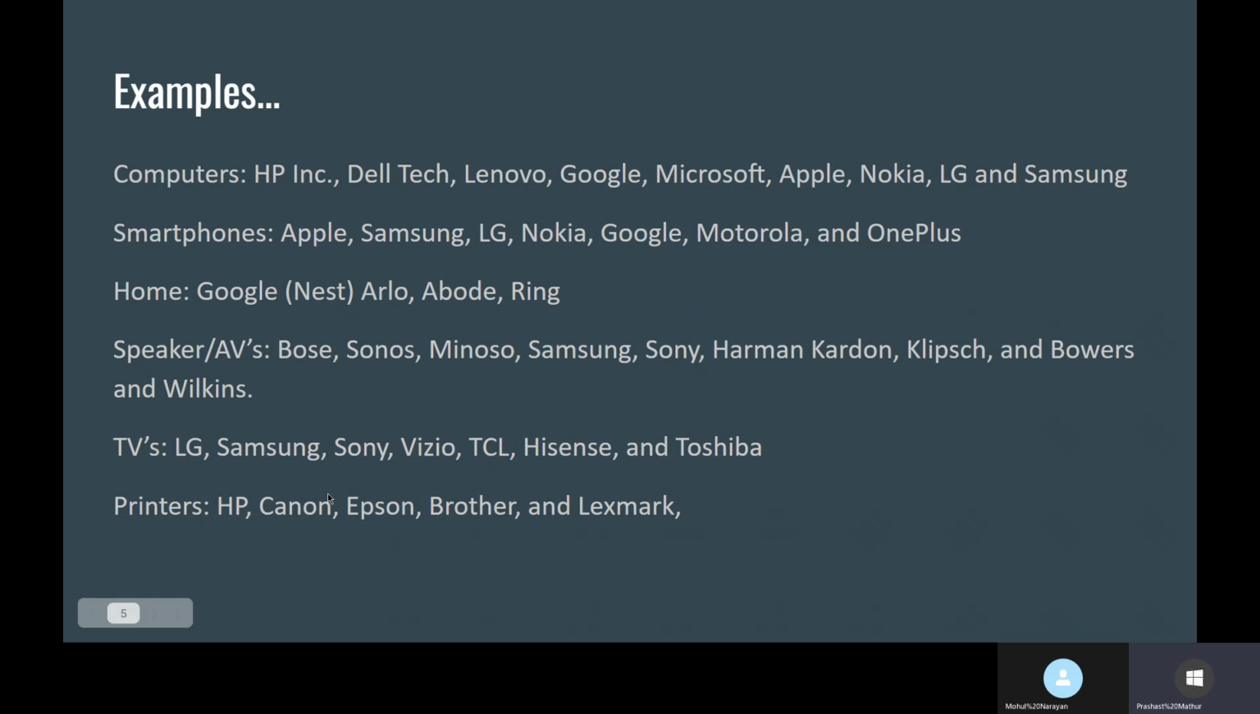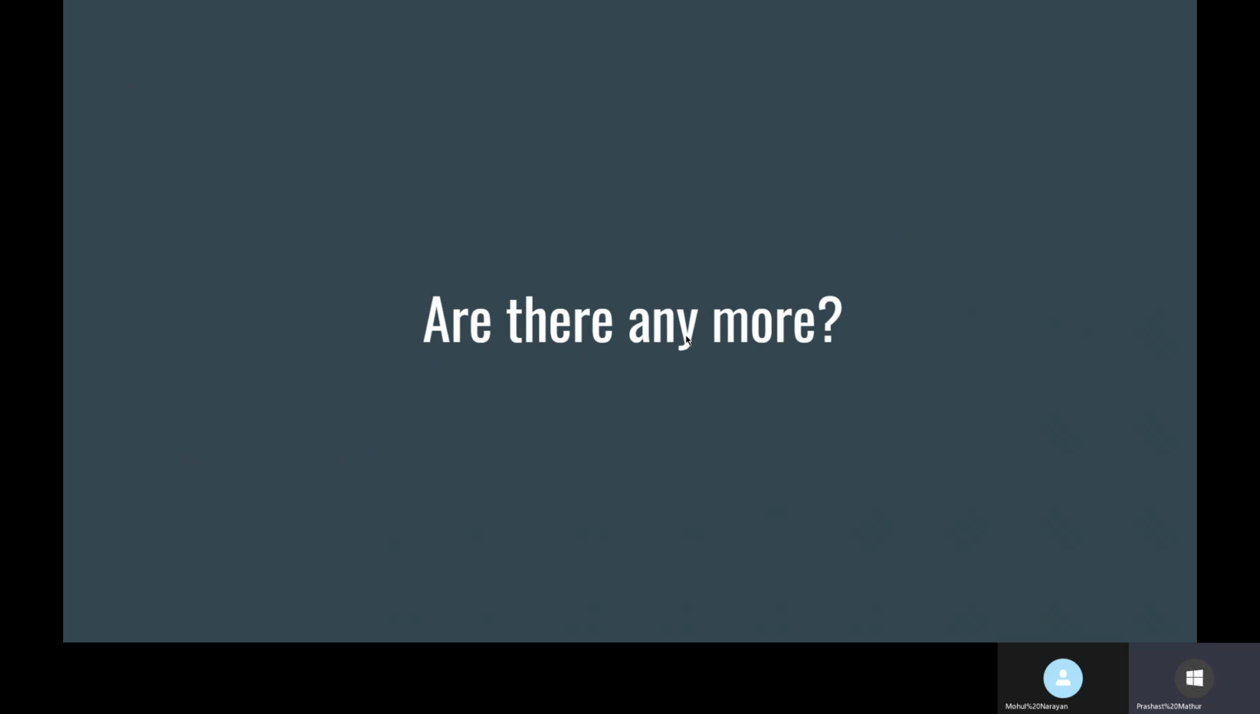Printers: HP, Canon, Epson, Brother, and Lexmark. Do these make technology for their own printers, or for other people's printers? You're wondering, HP Inc. is in both of these. They basically have different branches. Branches are different parts of companies that focus on different kinds of things. Also, there's a tablet from HP Inc. We didn't include it because it's actually not very popular. Are there any more? Well, no, not really. But let's focus back.